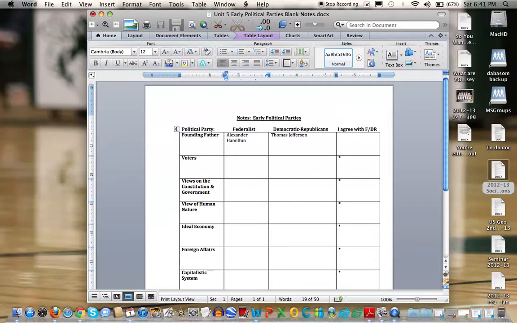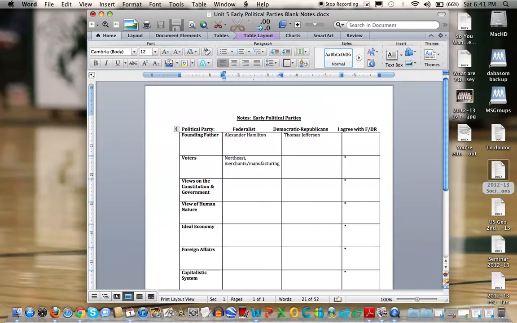The voters, the types of people that would vote for your Federalist Party, were typically from the northeast part of the United States. Oftentimes they were merchants and people who were involved in manufacturing. Merchants are basically just traders, so people who would trade. Manufacturing means people who make things. And also people with lots of money would typically vote for the Federalist Party.